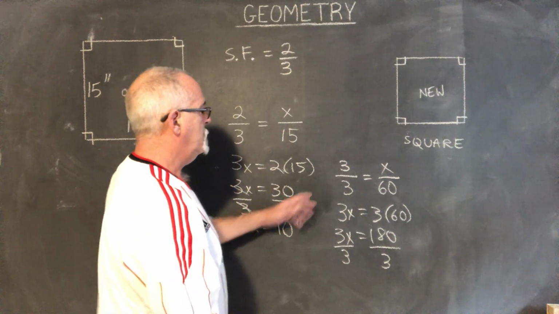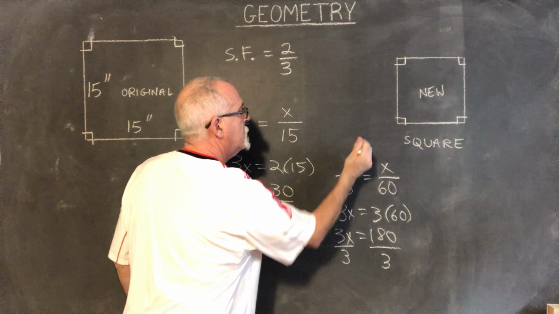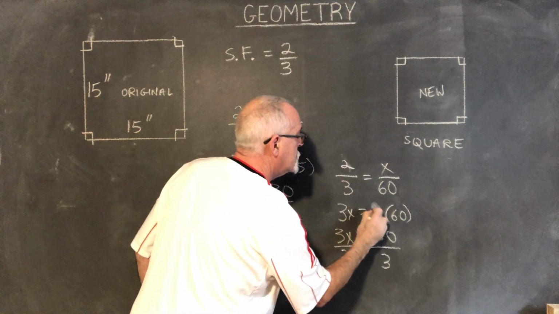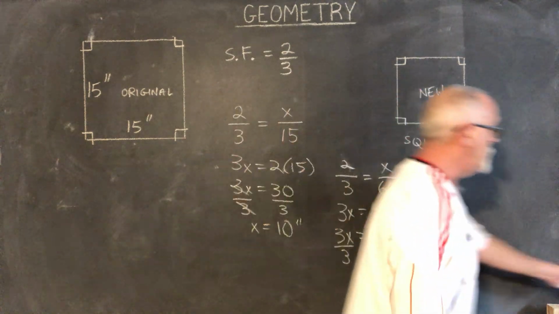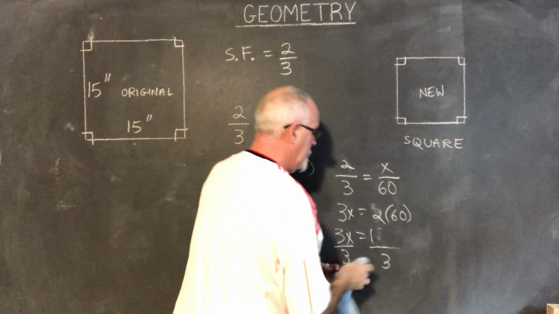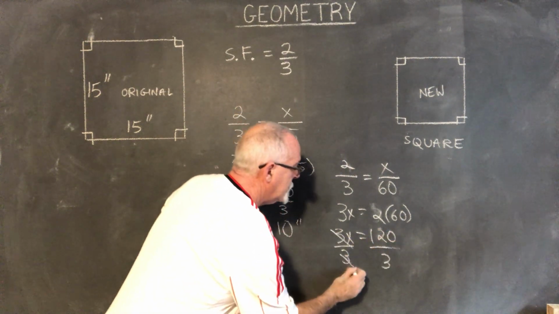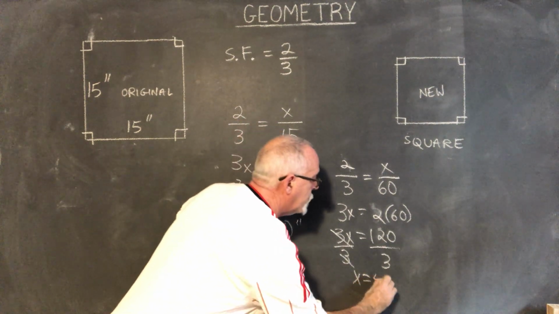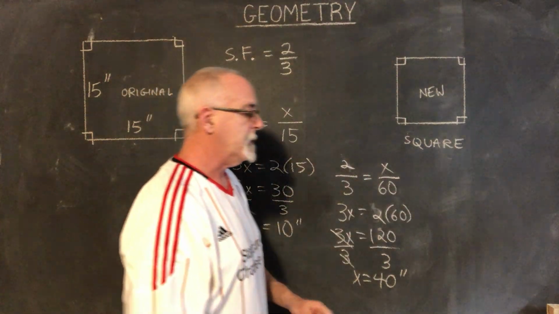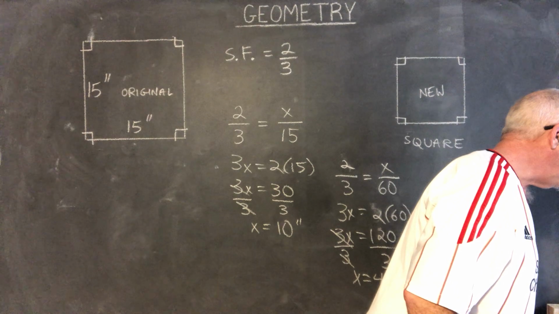Wait, write down your scale factor correctly, Doug. It's 2/3. So 3x is equal to 2 times 60, which is 120. Let's fix this up. Silly mistake. Cancel, cancel. x is equal to 120 divided by 3, which is 40. That's the answer we knew we were going to get. 40 inches is the perimeter of the second square. So yes, squares are fast. Fast to do.